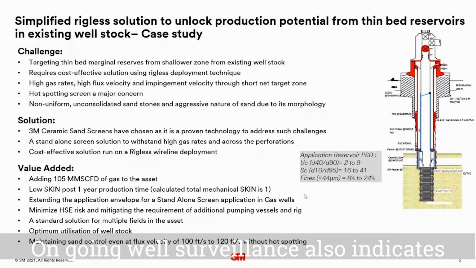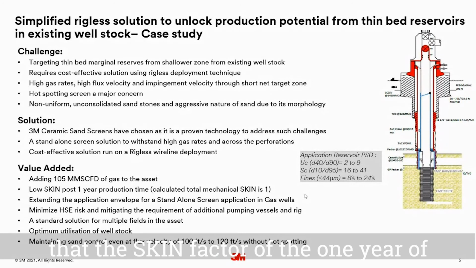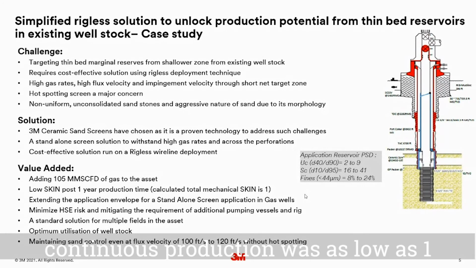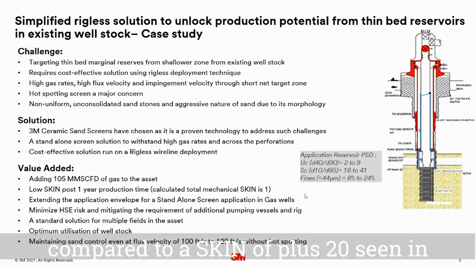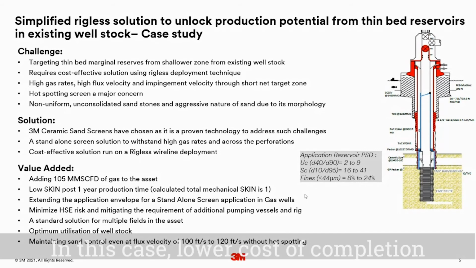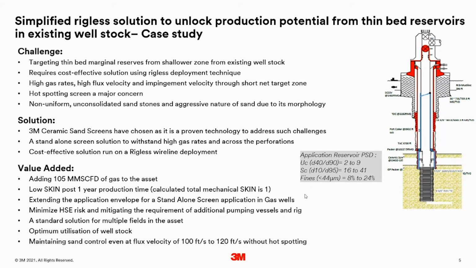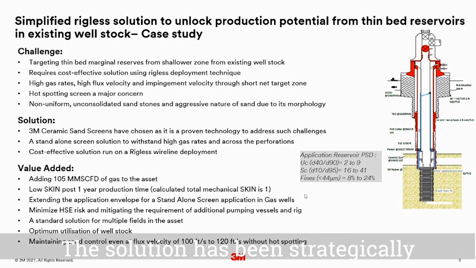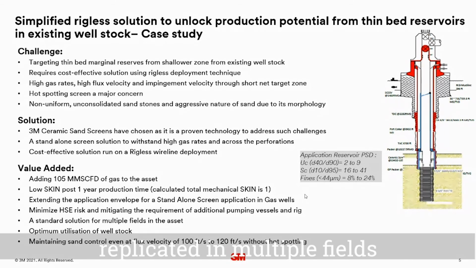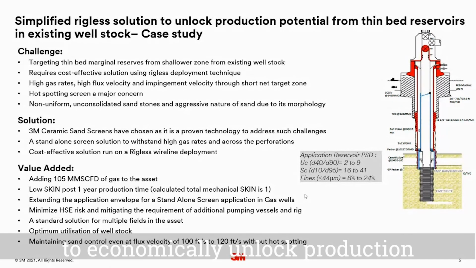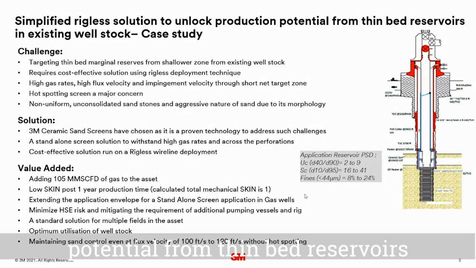Ongoing well surveillance also indicates that the skin factor after 1 year of continuous production was as low as 1, compared to a skin of plus 20 seen in primary gravel frac operations. In this case, lower cost of completion delivered higher returns. The solution has been strategically replicated in multiple fields to economically unlock production potential from thin bed reservoirs.